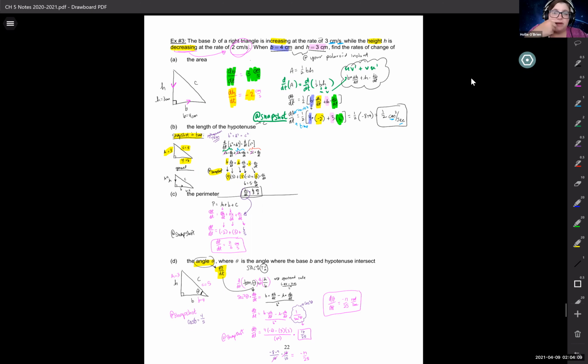Okay, so maybe we're interested in how the area of the triangle is changing with time, or the length of the hypotenuse, or the perimeter, or the angle. Okay, so we went through all these 4 examples. That way we can go through the more confusing word problems.